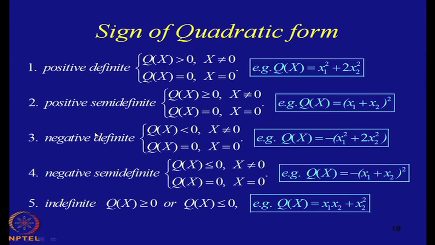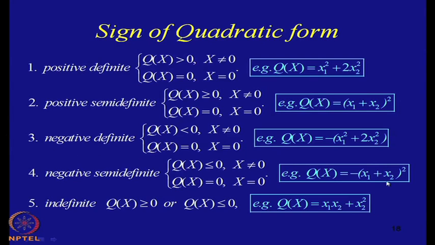For negative definiteness, another concept will be involved: positive semi-definiteness and negative semi-definiteness. Similarly, in this line we can say the quadratic form would be negative definite if Q(x) is less than 0 for x not equal to 0, and Q(x) equal to 0 for x equal to 0. For example, Q(x) equal to minus x1 square plus 2x2 square. For every x1 and x2, the bracketed term would always be positive. That is why the quadratic form would always give you a negative value, and the corresponding form would be negative definite.